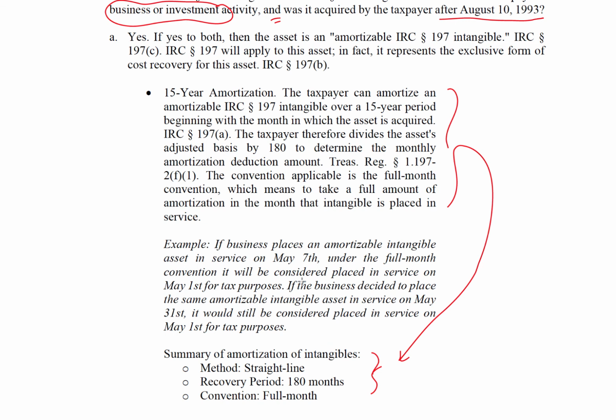So let me explain by example. Let's say you acquired an amortizable intangible asset that meets all these requirements on May 7th. Under the full month convention, it's considered to be placed in service on May 1st. If you acquired it on May 31st, it's still May 1st. So regardless of when in the month of May you acquire the asset, it will always be May 1st under the full month convention. And we do it over 180 months, which is 15 years.